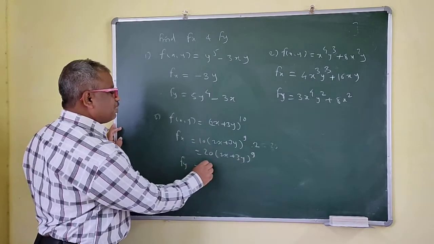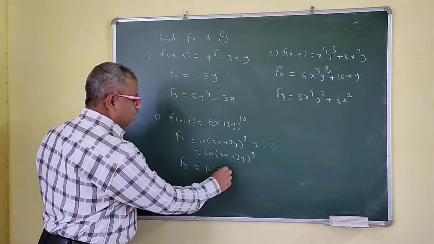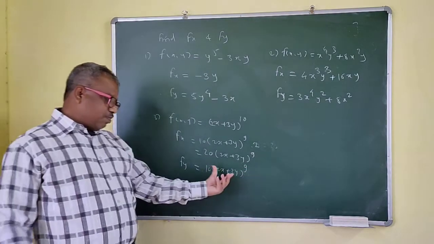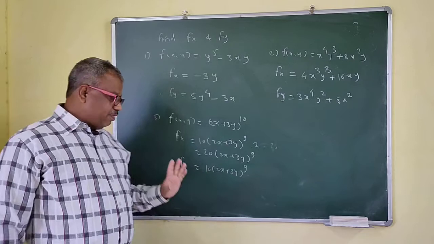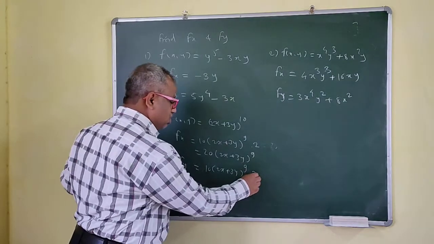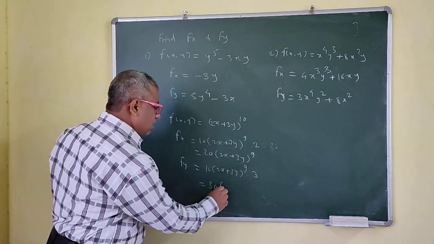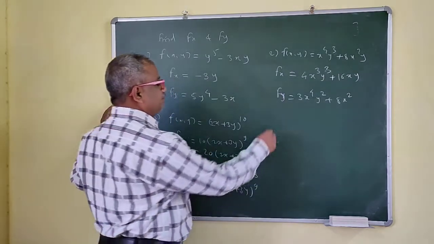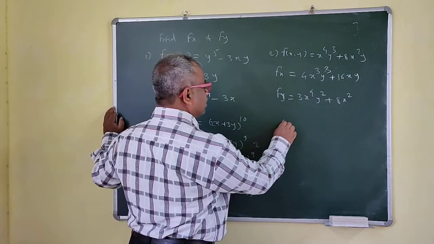Then fy. Do the same thing now. 10 times twice x plus 3y to the power 9 into the derivative of twice x plus 3y partially with respect to y, and that is 3. So this is 30 times twice x plus 3y to the power 9. Okay, so we go to the next example.